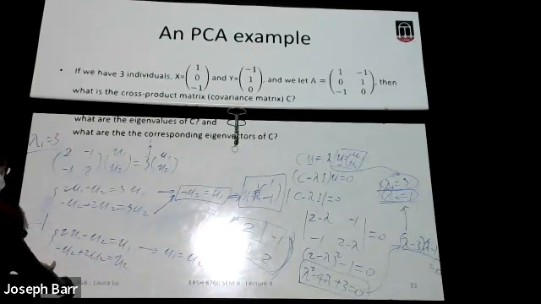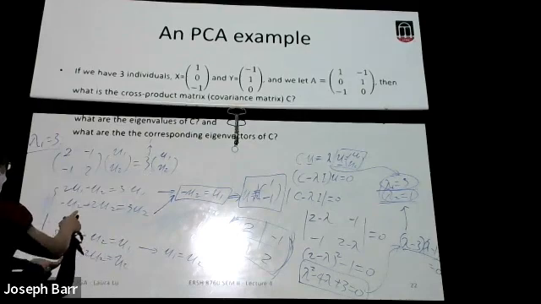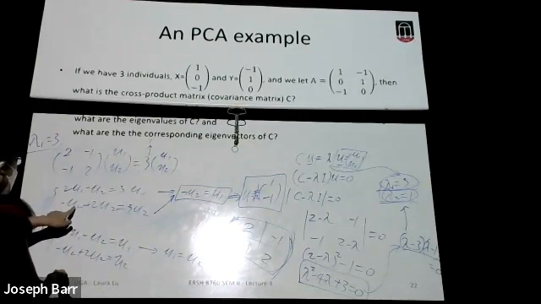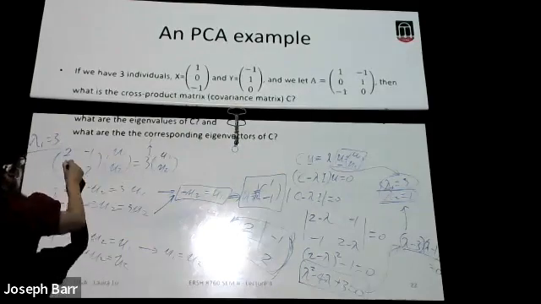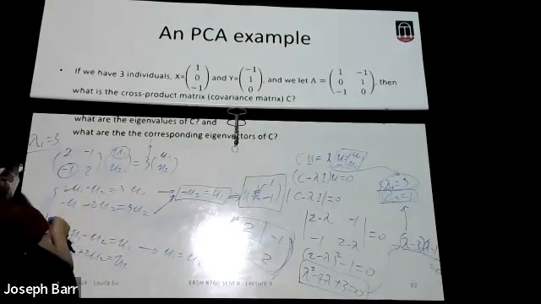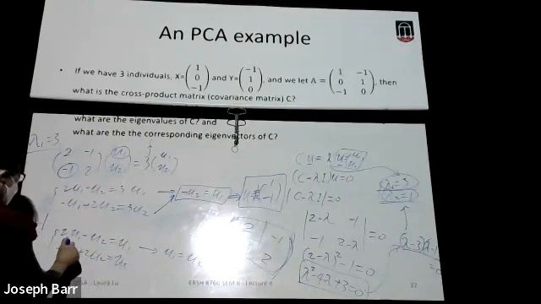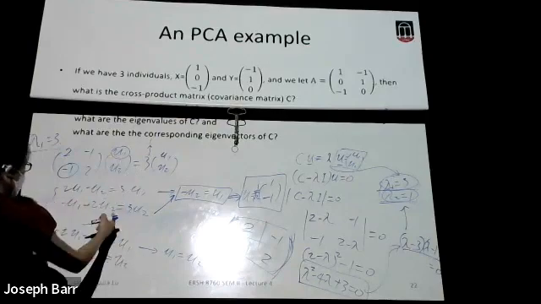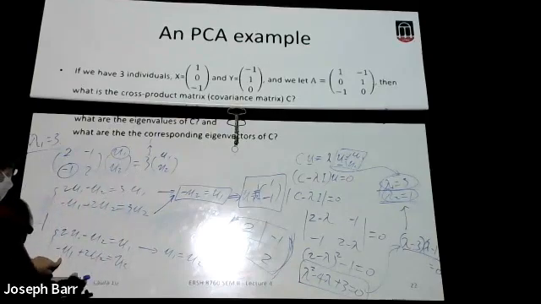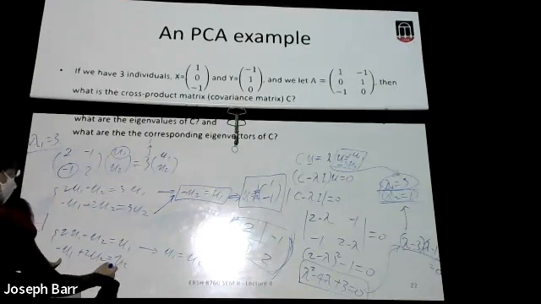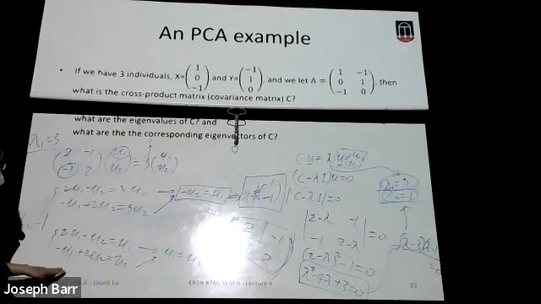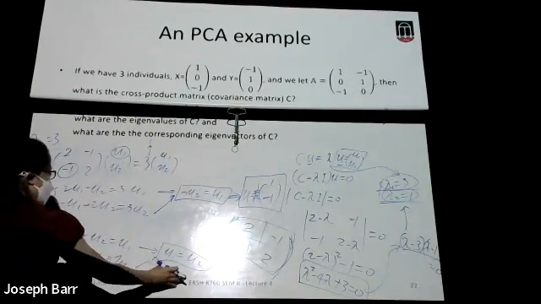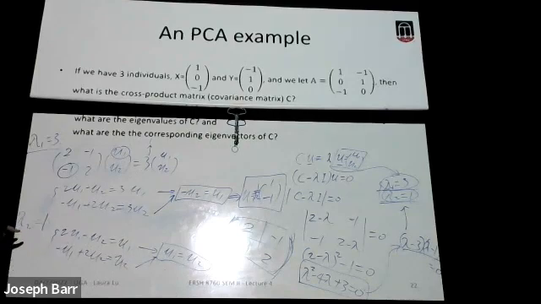I'm sorry, this should be u1. Wait a minute. So negative 1 times u1 plus 2u2, this should be u1. Okay, here we have u1, u2, so it's the same thing. The solution is u1 equals u2. So any u satisfying this equation is our eigenvector associated with 1.